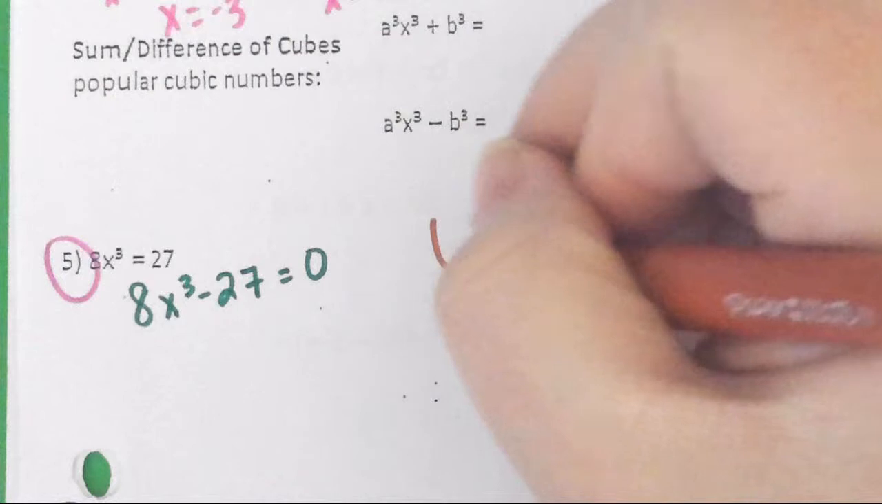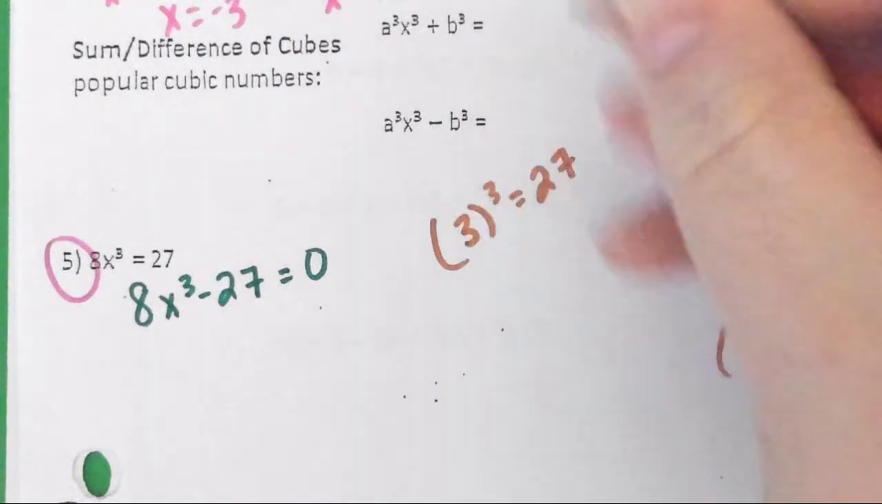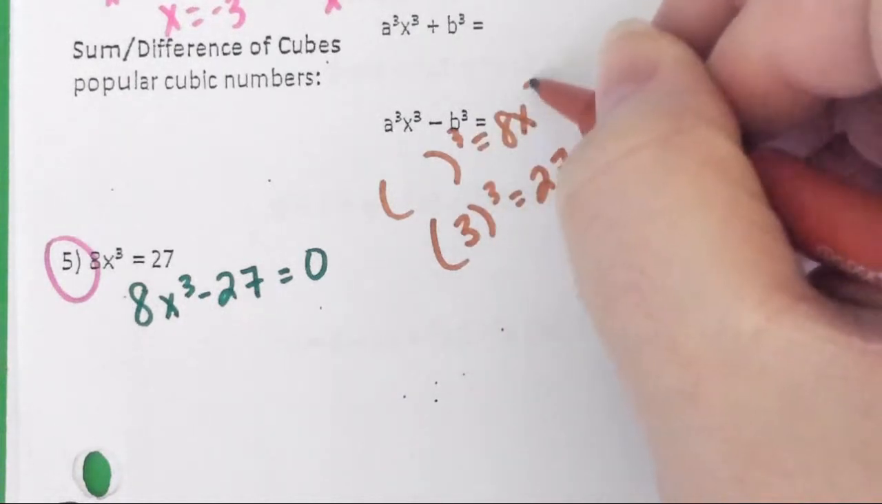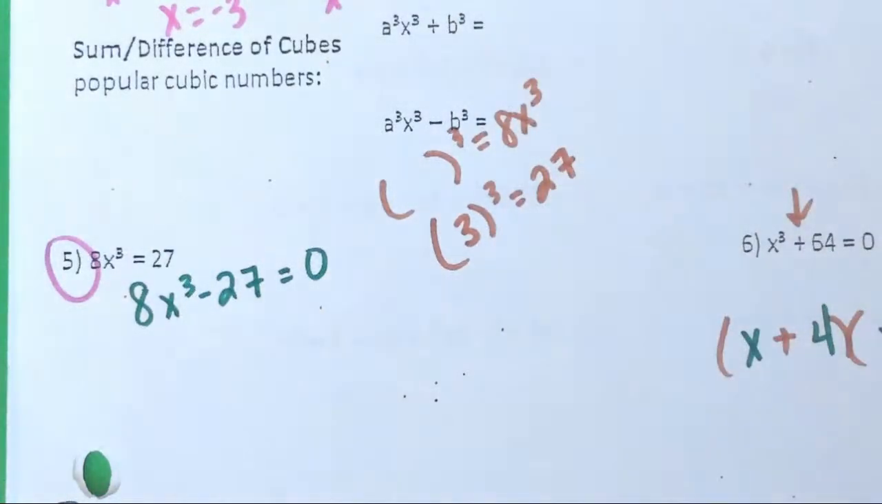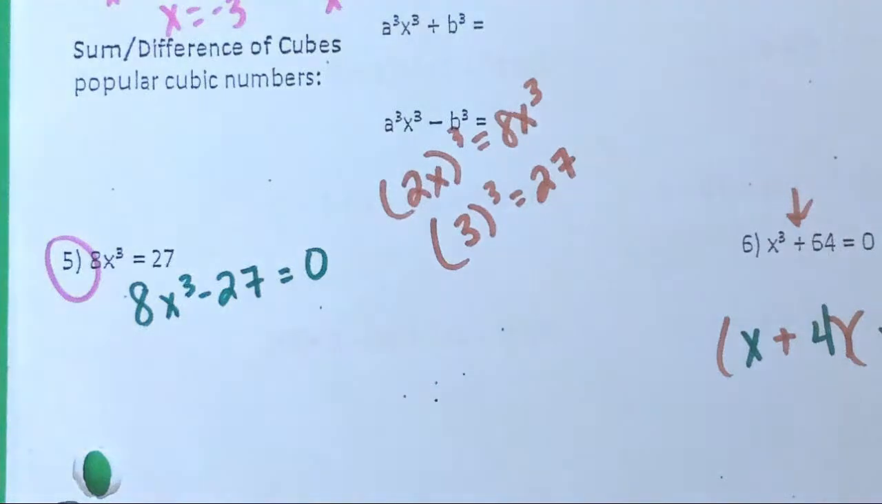I know something cubed is 27. That's 3. But I also know that something cubed is 8x to the third. And what is that? It's 2x. X to the third, duh. 2 to the third is 8, so this perfectly works out.